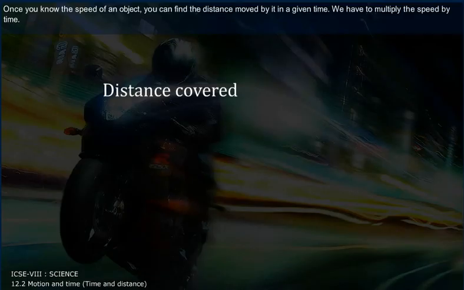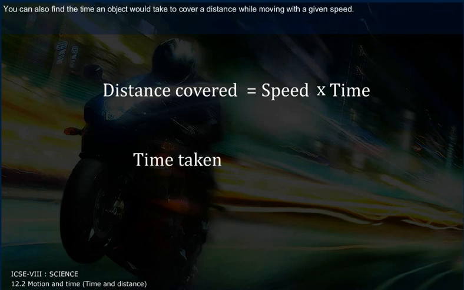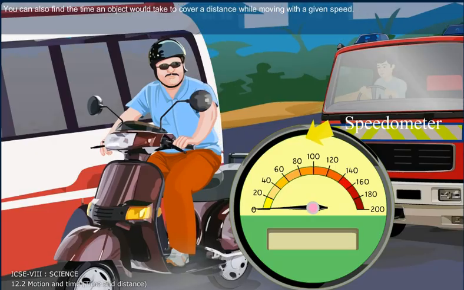Once you know the speed of an object, you can find the distance moved by it in a given time. We have to multiply the speed by time. You can also find the time an object would take to cover a distance while moving with a given speed.